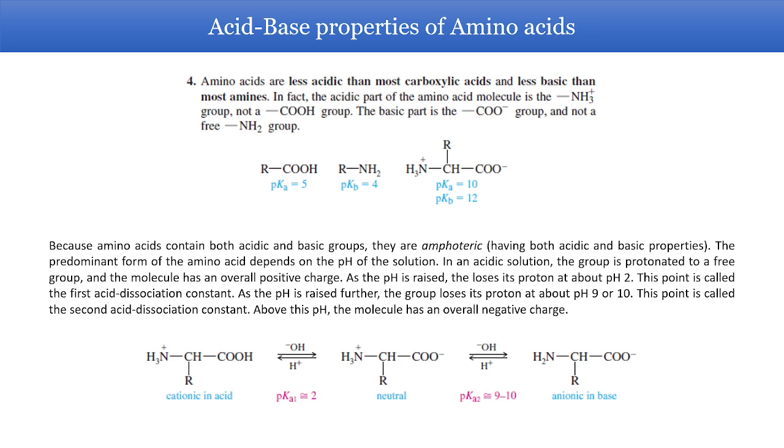Because these amino acids contain both an acidic and a basic group, we call them amphoteric in nature. Their predominant form depends on the pH of the solution. In an acidic solution, the groups are protonated and the molecule has an overall positive charge. When you raise the pH to a basic level, it loses a proton, and this is the first dissociation constant.